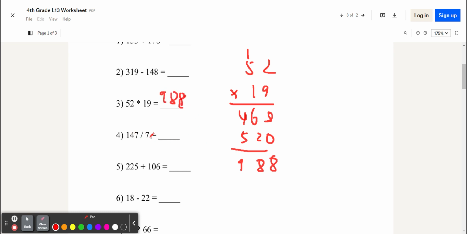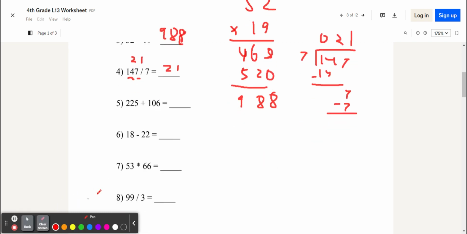And then 147 divided by 7, this is actually pretty easy. It's just 21. You can see because there's a 14 here, which gives you a 2, and then a 7 here, which gives you a 1. But if you wanted to do long division, you could do that as well. There's a 0 here because 7 can't go into 1. 14, it can go twice perfectly. And then we bring down the 7, and it goes exactly once, so you get 21.